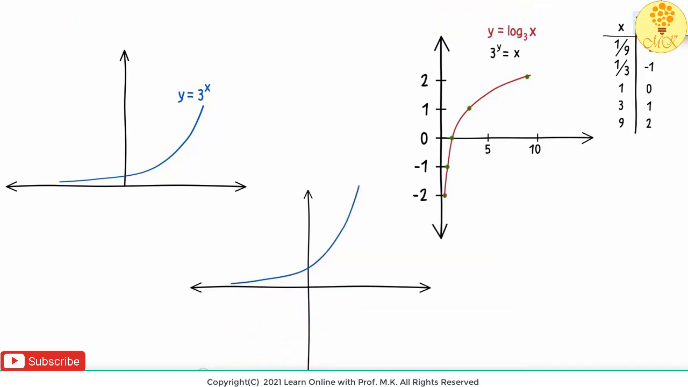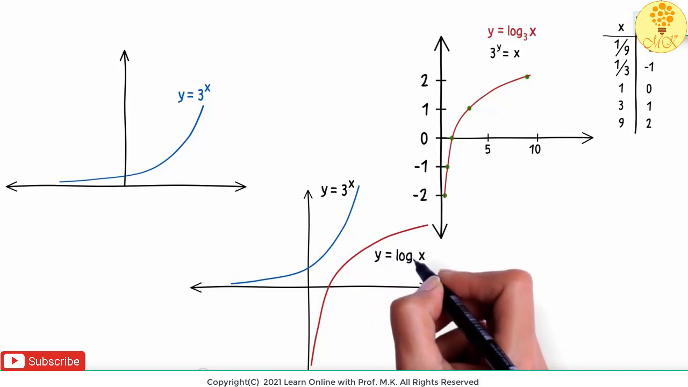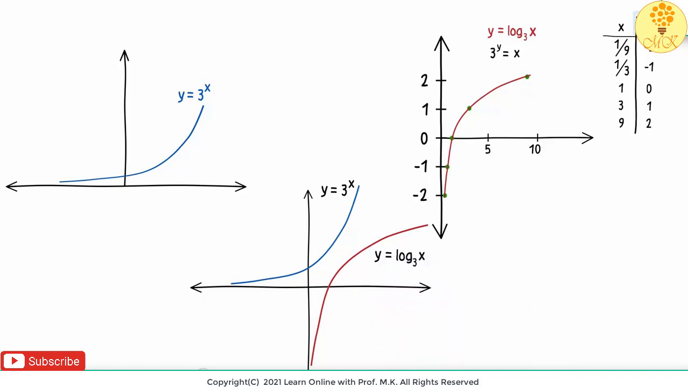This is the graph of the exponential function y is equal to 3 to the power x. And this is the graph of the logarithmic function y is equal to log x to the base 3. What can you infer by looking at these two plots? Do you think they are mirror images of each other?